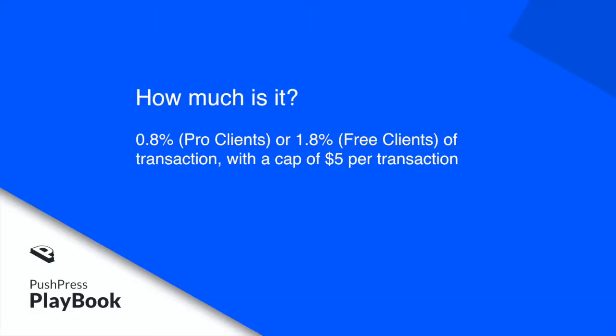Now, one of the biggest benefits to accepting ACH payments is the decreased transaction fees. You'll notice that the transaction fees for Pro clients are at 0.8% per transaction. Now, if you're a free client, your transaction fee for ACH will be 1.8%. And in both instances, there's a hard cap at $5, so you'll never pay more than $5 per transaction, regardless of the amount of the transaction.